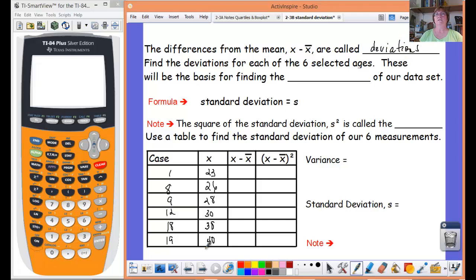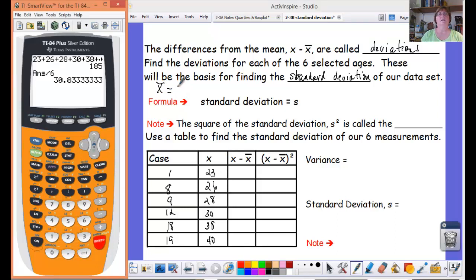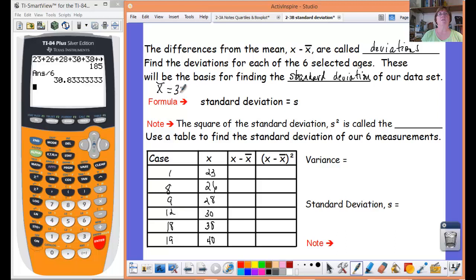We're going to do that for each of our 6 ages. Those are going to be the basis for finding that standard deviation. So let's find those deviations. First, we need to have a mean. So I'm going to put those ages into my calculator and find an average. And for the 6 teachers I selected, the average age was about 30.83, as you can see.